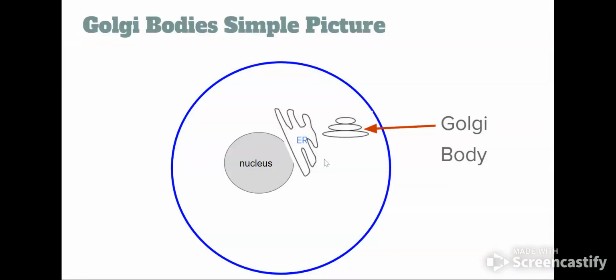Simple picture, and I would draw it all. You have the nucleus. Outside of it, you have the ER, and then next to it, you've got these Golgi bodies.